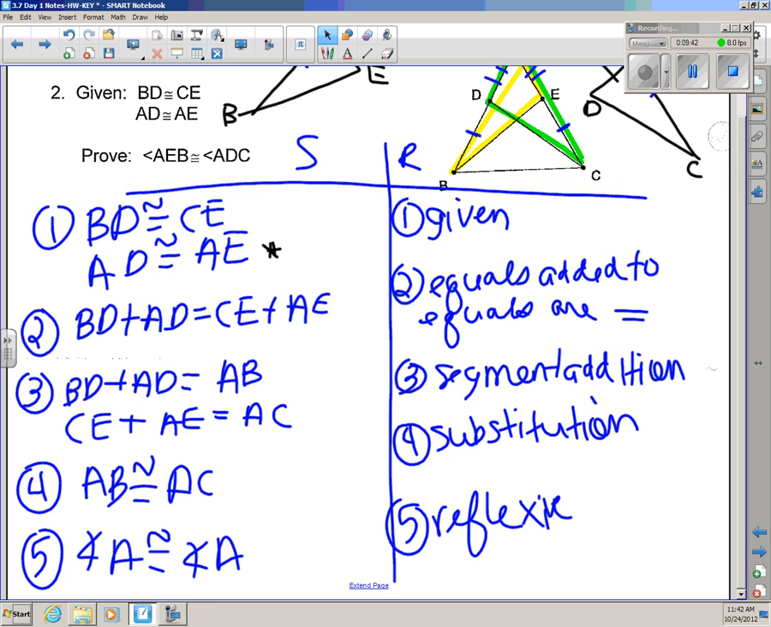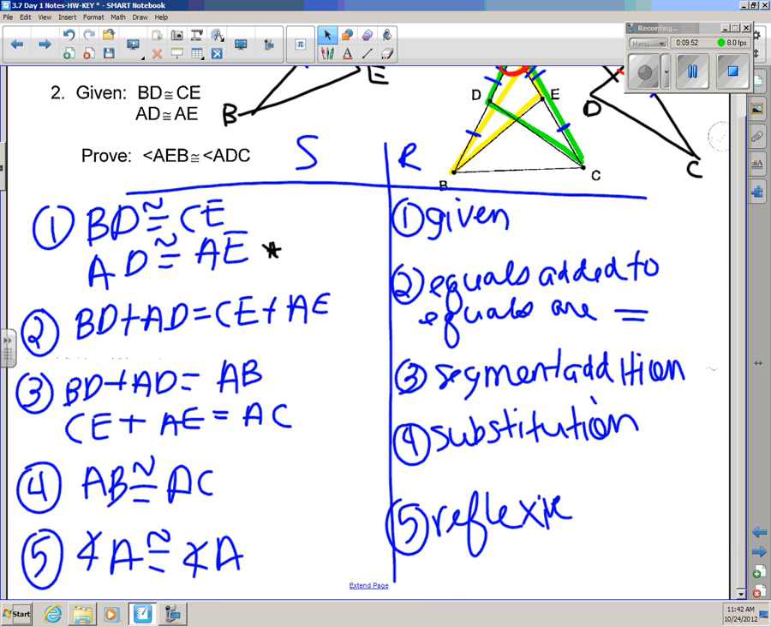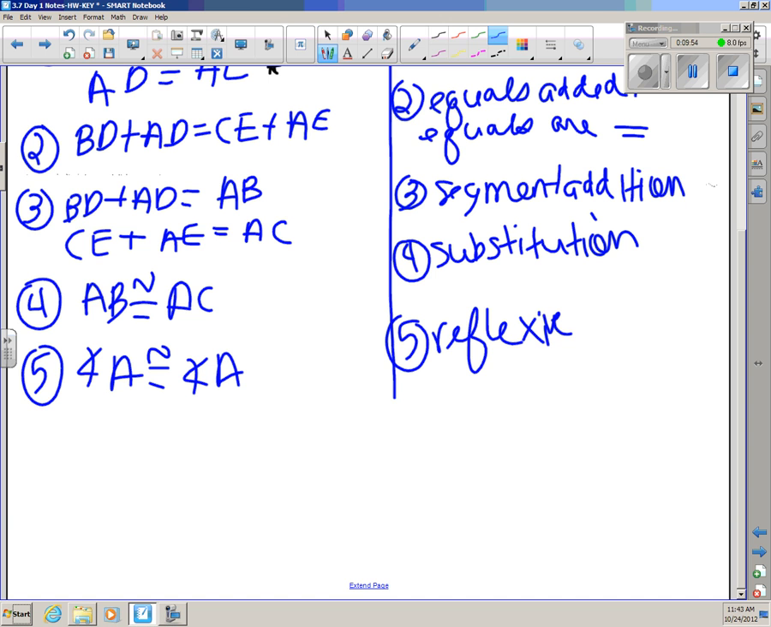So let me just go back up to this picture. Once I get this angle right here, that's a part of both triangles, you have an SAS. So we've got an SAS and then a CPCTC. Let's finish this thing up. Number 6. What do we got?